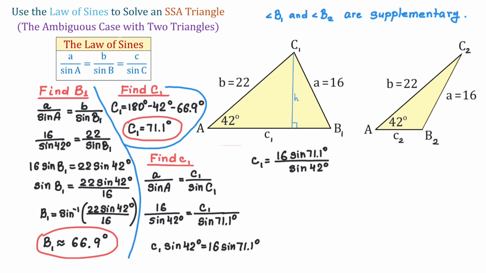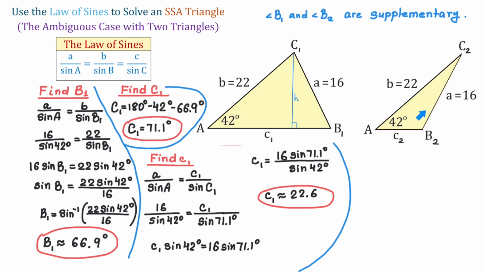Then again we need the calculator in degree mode, and we will have that c sub 1 is approximately 22.6 units. So here we solve the first triangle, and we have angle b sub 1, angle c sub 1, and side c sub 1. Now let's solve the second triangle.